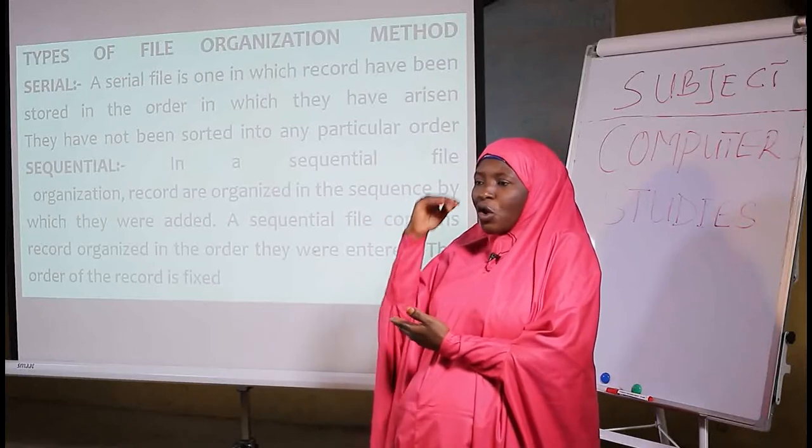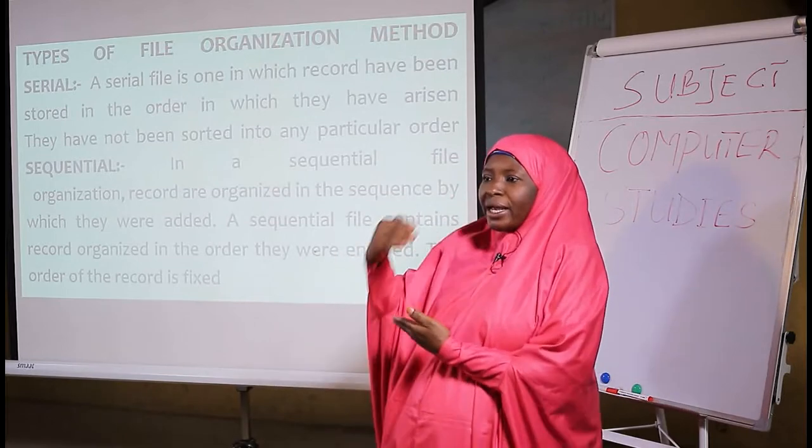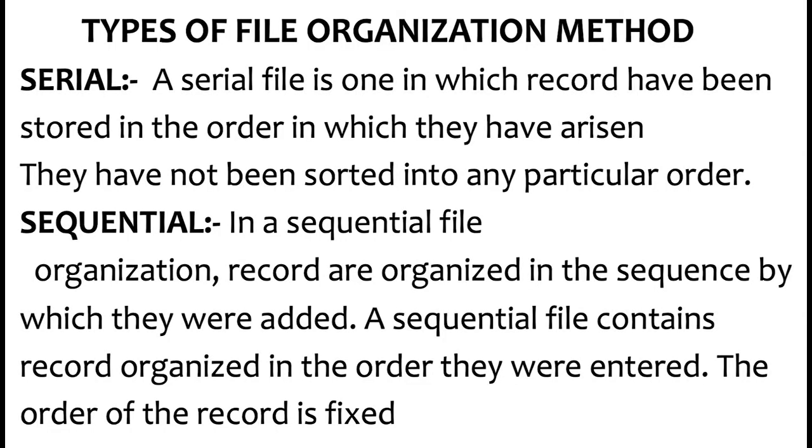Take for example, when we have serial, you know what is meant by serial number. So when we are following it normally, from 1, 2, 3, as the data comes, we enter it. The next one comes, we enter it. So that is the serial method. The next is the sequential method. In a sequential file organization, records are organized in a sequence by which they were added. A sequential file contains records organized in the order they were entered. The order of the records is fixed. That's sequential file organization.